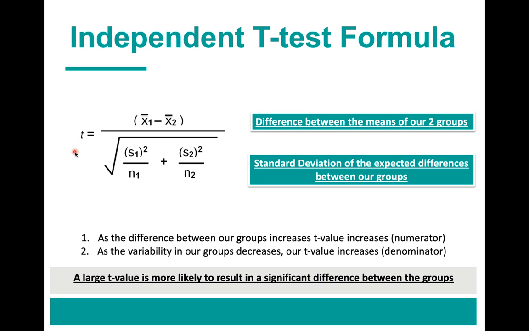So the perfect storm of a significant difference between two groups is a large mean difference and a small expected difference. And let's think about what that means. If we expect the groups to be very similar, to have small amounts of variability, but then it turns out that the groups are actually very different from one another, what that means is something significant is going on.